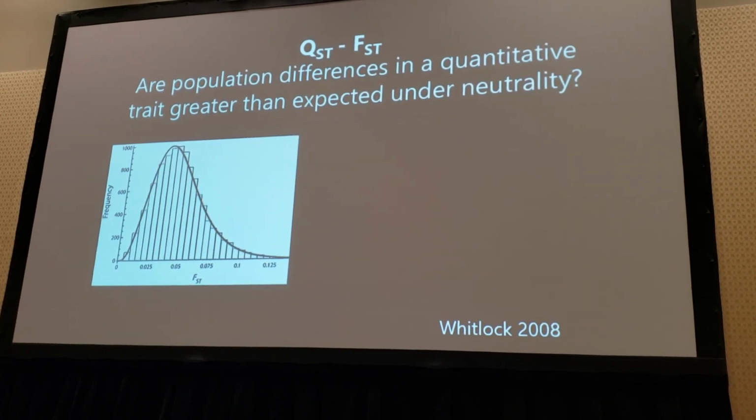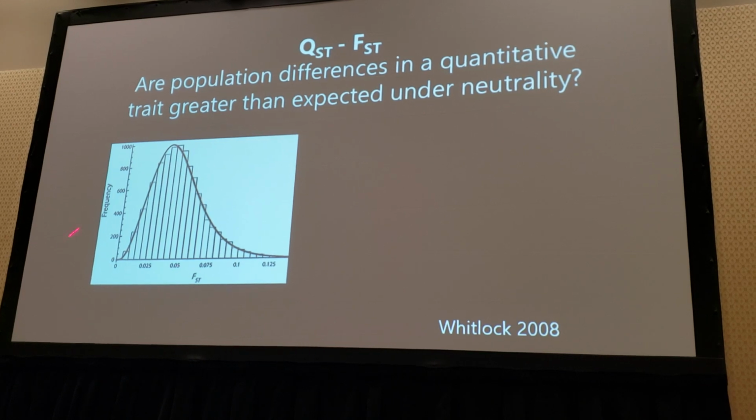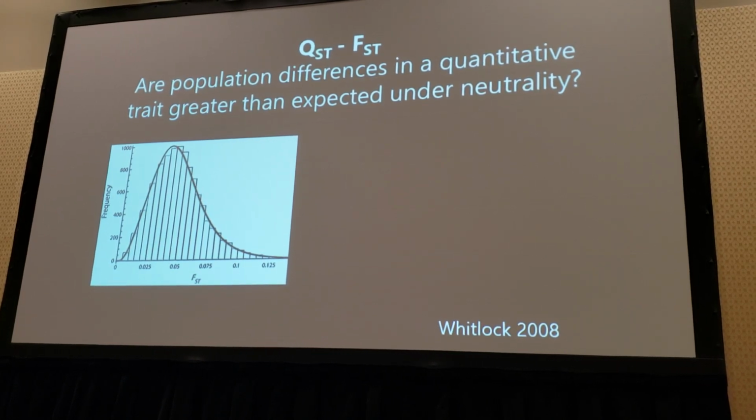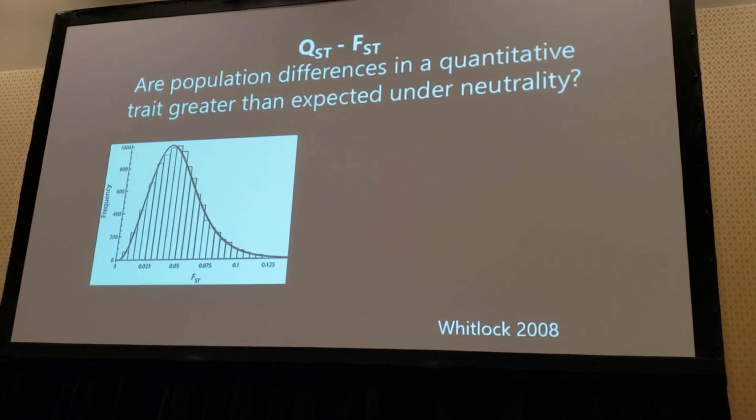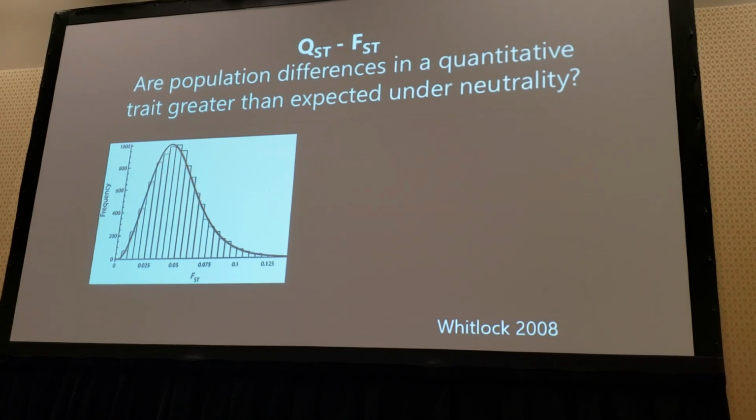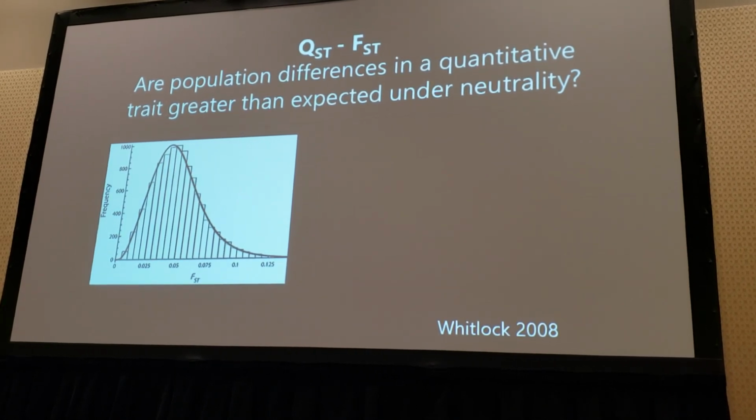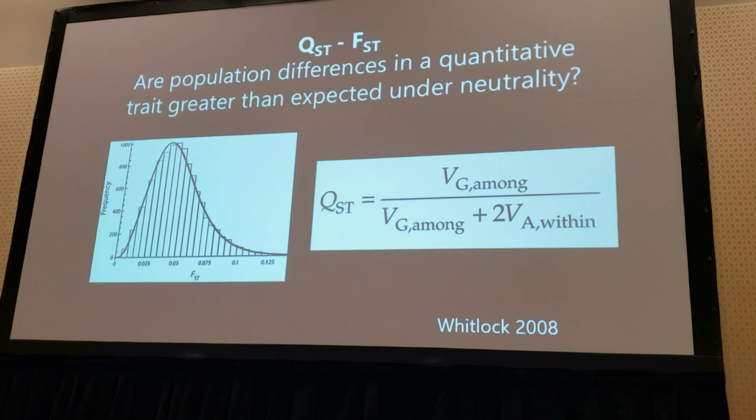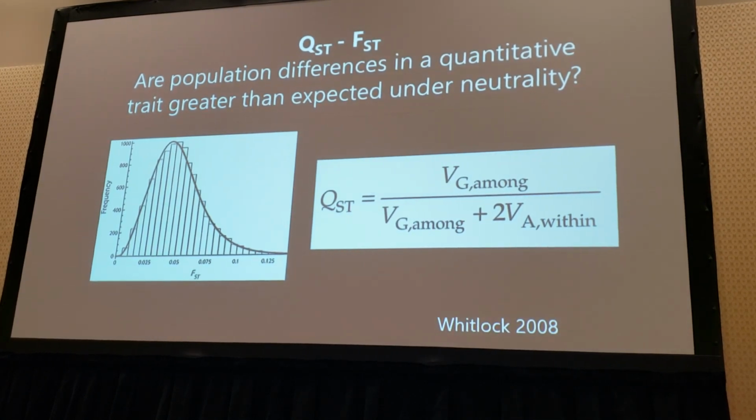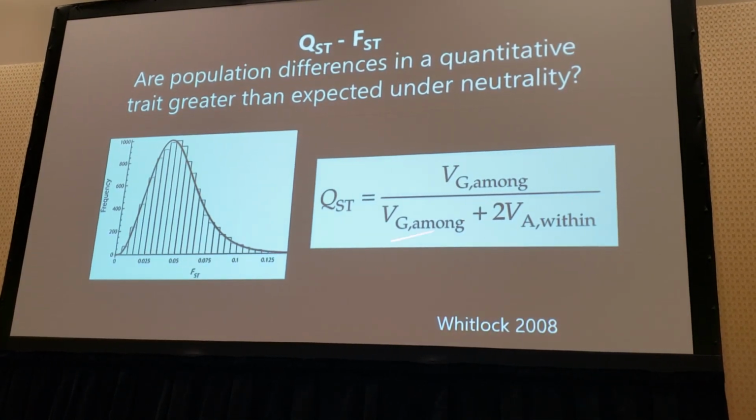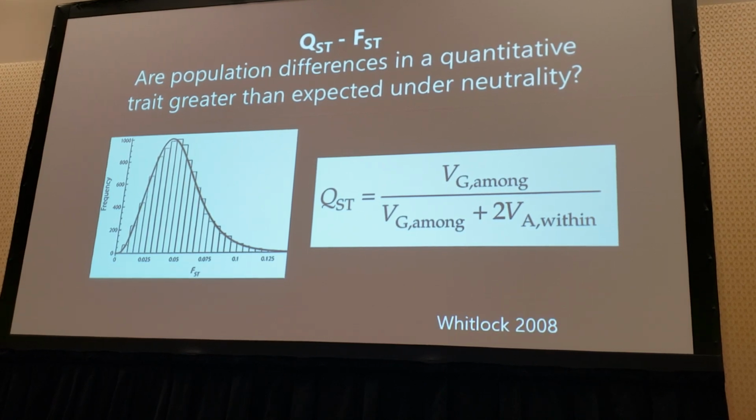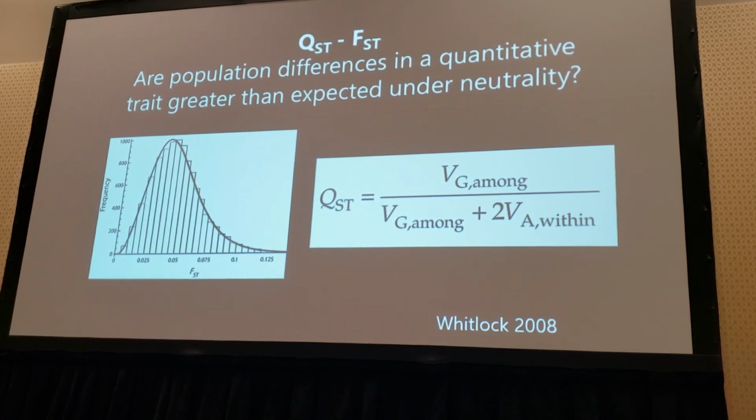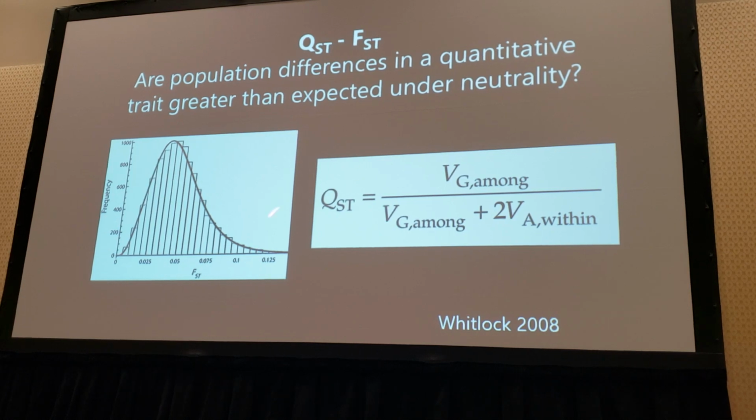The basic principle is you get some distribution of FSTs from genetic markers, and those represent your neutral expectation of differentiation. Then you compute a QST value for your quantitative trait, in this case recombination rate, and you compare your QST values to this FST distribution. So it's like an FST outlier test, but for a quantitative trait.